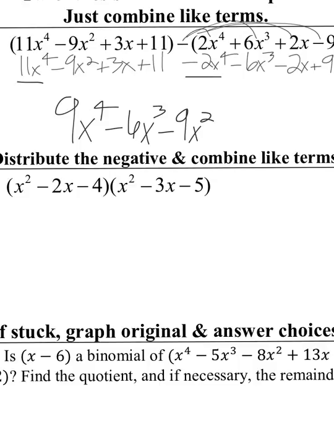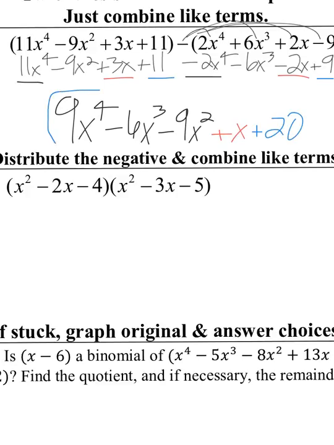Now, do I have anything to the power of 1? I have a plus 3x, and then a minus 2x. So I'm going to combine a plus 3 with a minus 2. So that's just going to make a plus 1. So plus 1x, or just write plus x. And then I have 11 plus 9. 11 plus 9 is 20.